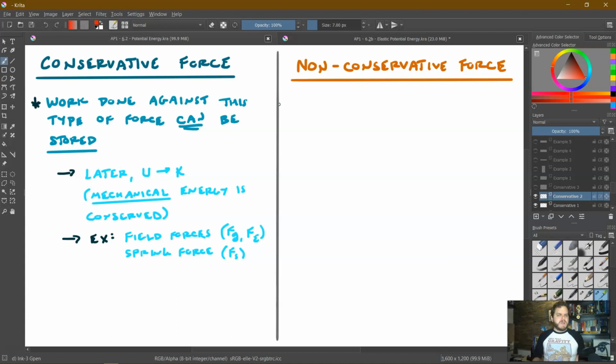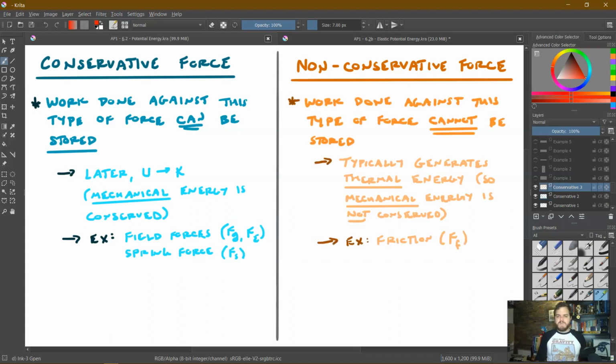Now, what about non-conservative forces? Well, non-conservative forces are ones where, if you do work against them, the energy cannot be stored. Typically, what happens to that energy is, rather than us storing it, it is lost, usually as thermal energy. So the mechanical energy of the system is not conserved, because if we lose it as thermal energy, we can't harness it again to get kinetic energy out of it. Thermal energy is not stored, it is quote-unquote lost. And the perfect example of a non-conservative force is friction.